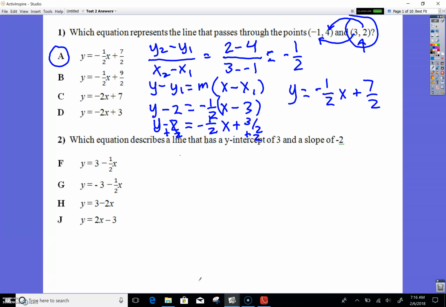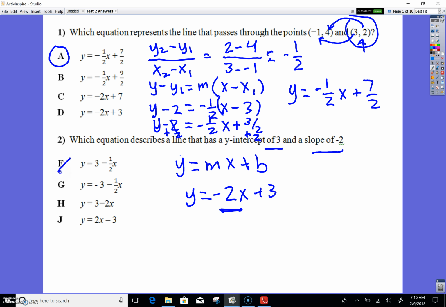Now, which equation describes this line? Remember, y equals mx plus b. m is always the number next to the x, which is the slope. So y equals negative 2x, and the y-intercept is plus 3. You don't see it here. I want one with a negative 2. This one doesn't have a negative 2. This one doesn't either. This one has a negative 2. This one has a positive 2, so that's not it. We want the one with the negative 2 and a positive 3.